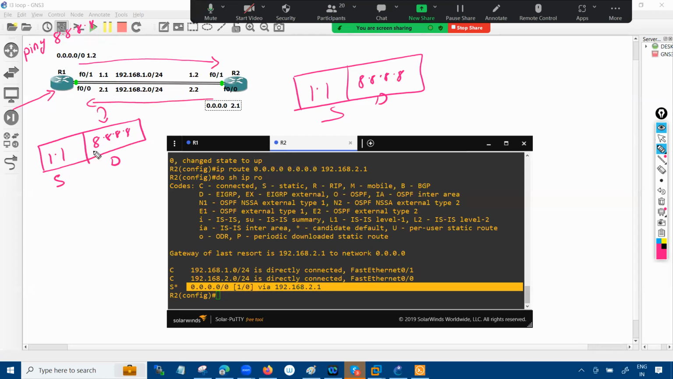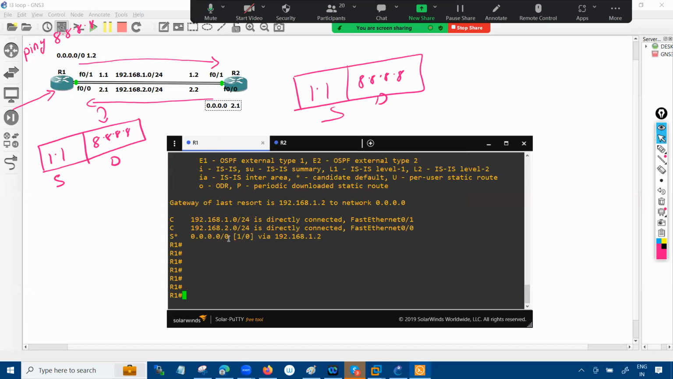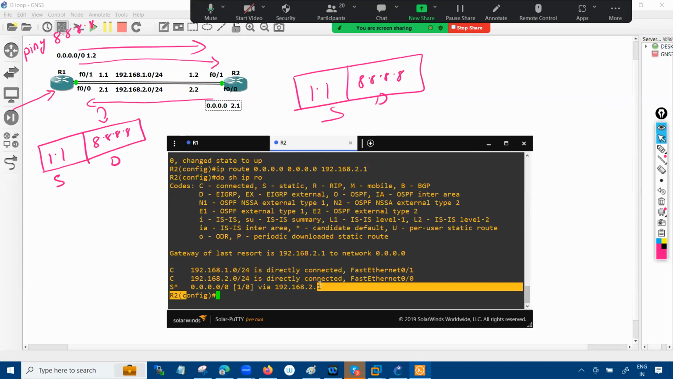Router 1. When router 1 receives this packet, what will router 1 do? Again, look up the routing table and forward the packet to whom? 1.2. When router 2 again receives this packet, what will router 2 do? Look up the routing table and forward the packet to whom? 2.1. So this will be going on continuously.